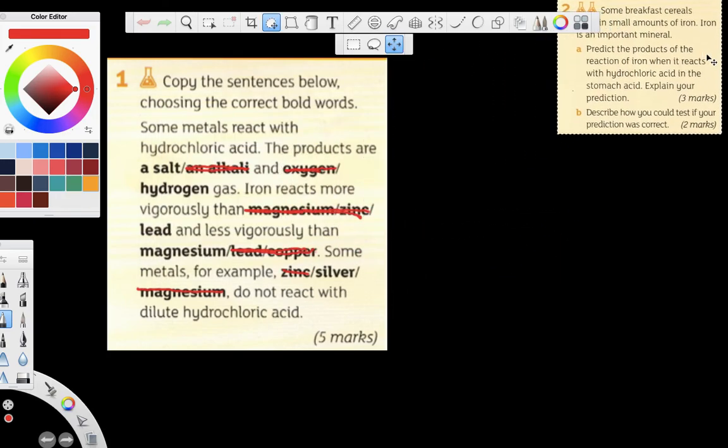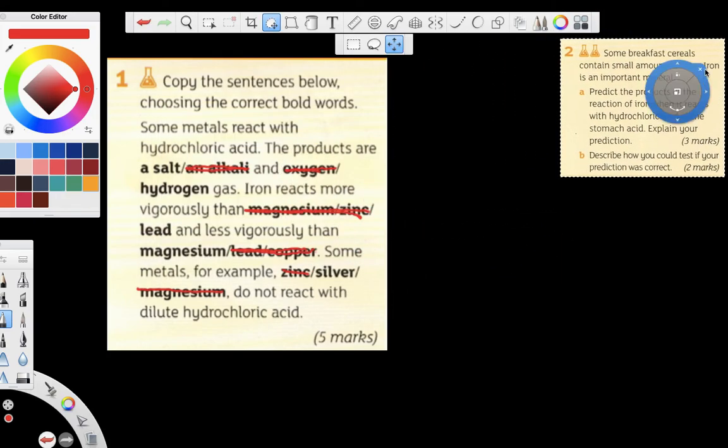Let's have a think about this second question. Let's put it up here. And we can put 2A. So 2A says, some breakfast cereals contain small amounts of iron. Iron is an important mineral. Predict the products of the reaction of iron when it reacts with hydrochloric acid in your stomach.